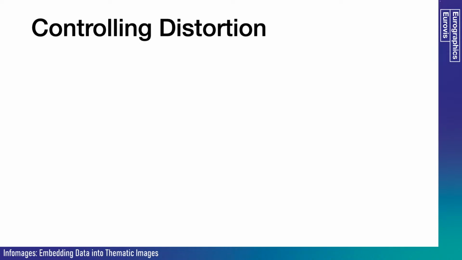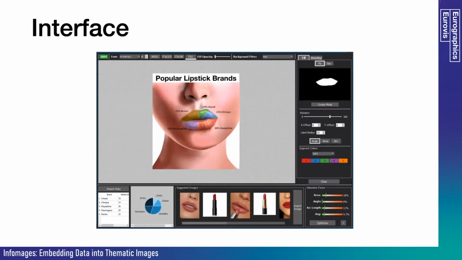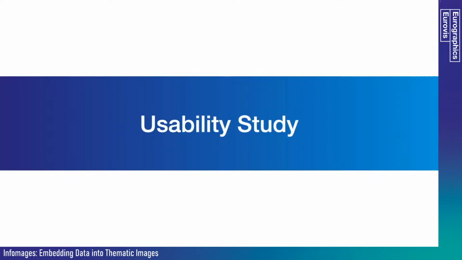To optimize the distortion in overlay charts caused due to the aspect ratio, we compute the optimal aspect ratio by banking to 45 degrees using the average absolute slope banking method developed by Cleveland. These methods are all packaged into a Windows-based interface shown here. I won't be able to explain this right now due to time limits, but you can check it out in our video. The final part of this work is a user study that tested our design tool.